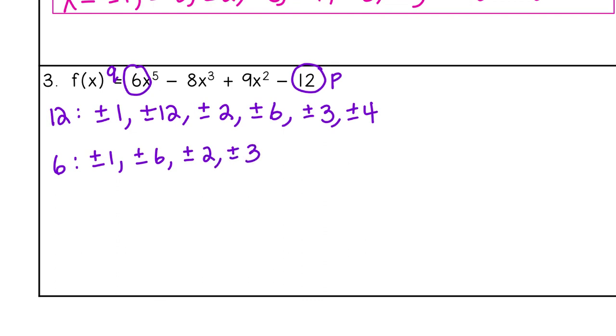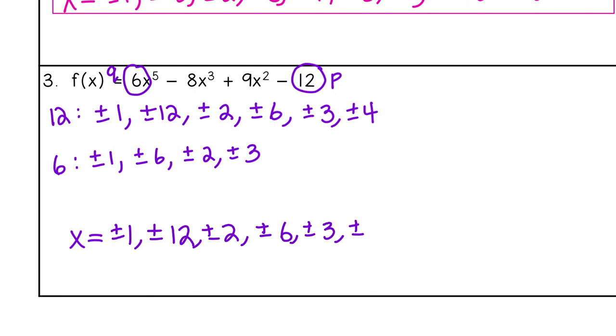So I thought this one was going to be shorter, but in fact, I think it might be longer than the other two. So we need to come up with all the possible combinations of fractions where these numbers are the numerator and these numbers are the denominator. So x equals... 1 as a denominator just means that all these numbers are going to stay the same. So plus or minus 1, plus or minus 12, plus or minus 2, plus or minus 6, plus or minus 3, plus or minus 4.